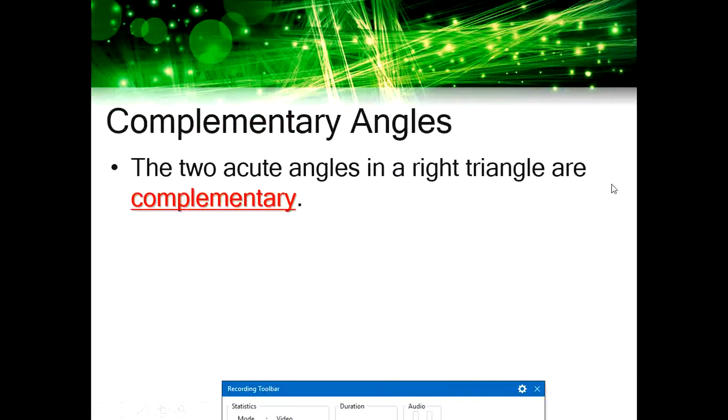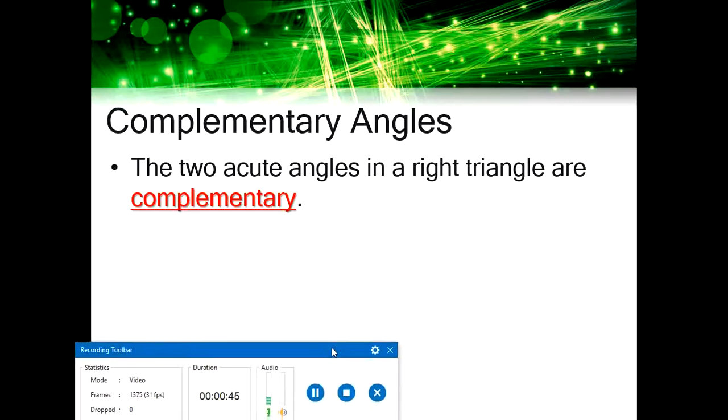Let's start with the idea of complementary angles. When you have a right triangle, we know one of the angles is right. The other two, though, have to add up to 90 so that we can complete the triangle with our triangle angle sum theorem. So therefore, those two remaining angles are complementary angles.